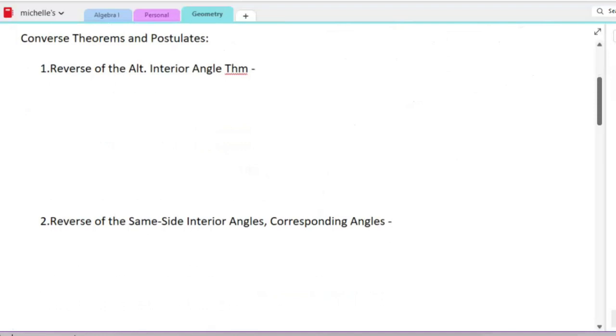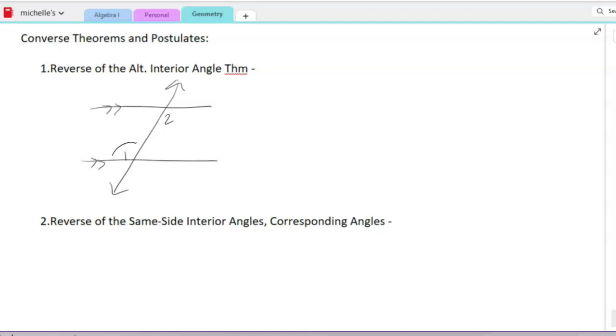So if you remember, we have an alternate interior angle theorem that says if we have lines that are parallel, cut by a transversal, then alternate interior angles are congruent. Meaning if they're on the inside of the parallel lines and on opposite sides of the transversal, then they're congruent. Well, there's also something called the reverse of the alternate interior angle theorem, which says if you can prove that these angles are congruent, then the lines must be parallel. Okay, so it goes the other way.